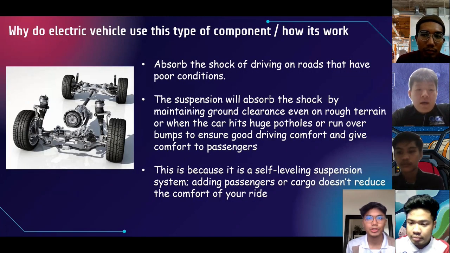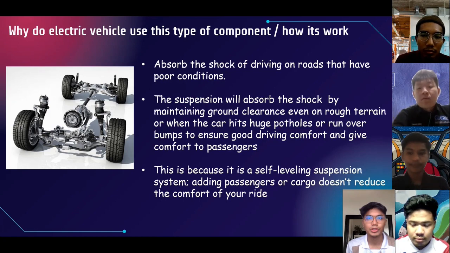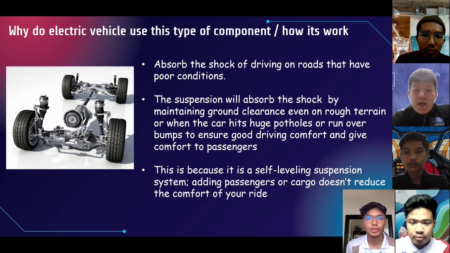I'm Jie Changlong, and I will explain why we choose the automatic suspension system for the electric vehicle and how it works. Because the automatic suspension system can absorb the shock of driving on roads that are in poor condition. The suspension will absorb the shock by maintaining ground clearance even on rough terrain or when the car hits huge potholes or runs over bumps, to ensure good driving comfort for passengers. This is because it's a self-leveling suspension system. Adding passengers or cargo does not reduce the comfort of the ride.